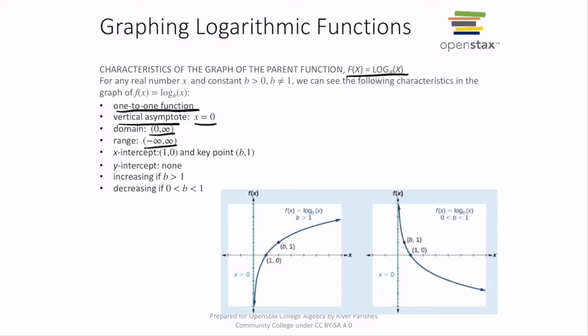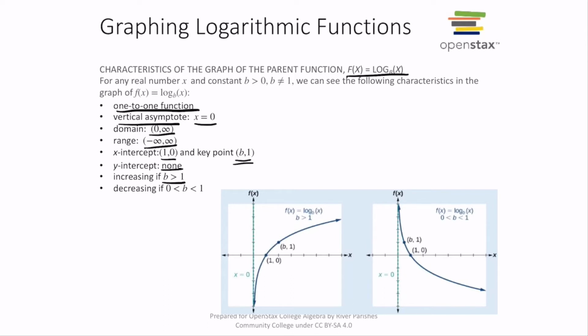Here in general we have an x-intercept, we don't have a y-intercept. Remember that in an exponential function we don't have an x-intercept, we have a y-intercept, so it's the opposite here. Here the x-intercept is (1, 0) and the key point is (b, 1). And the y-intercept is none, because notice that this is a curve that will never cut the y-axis.